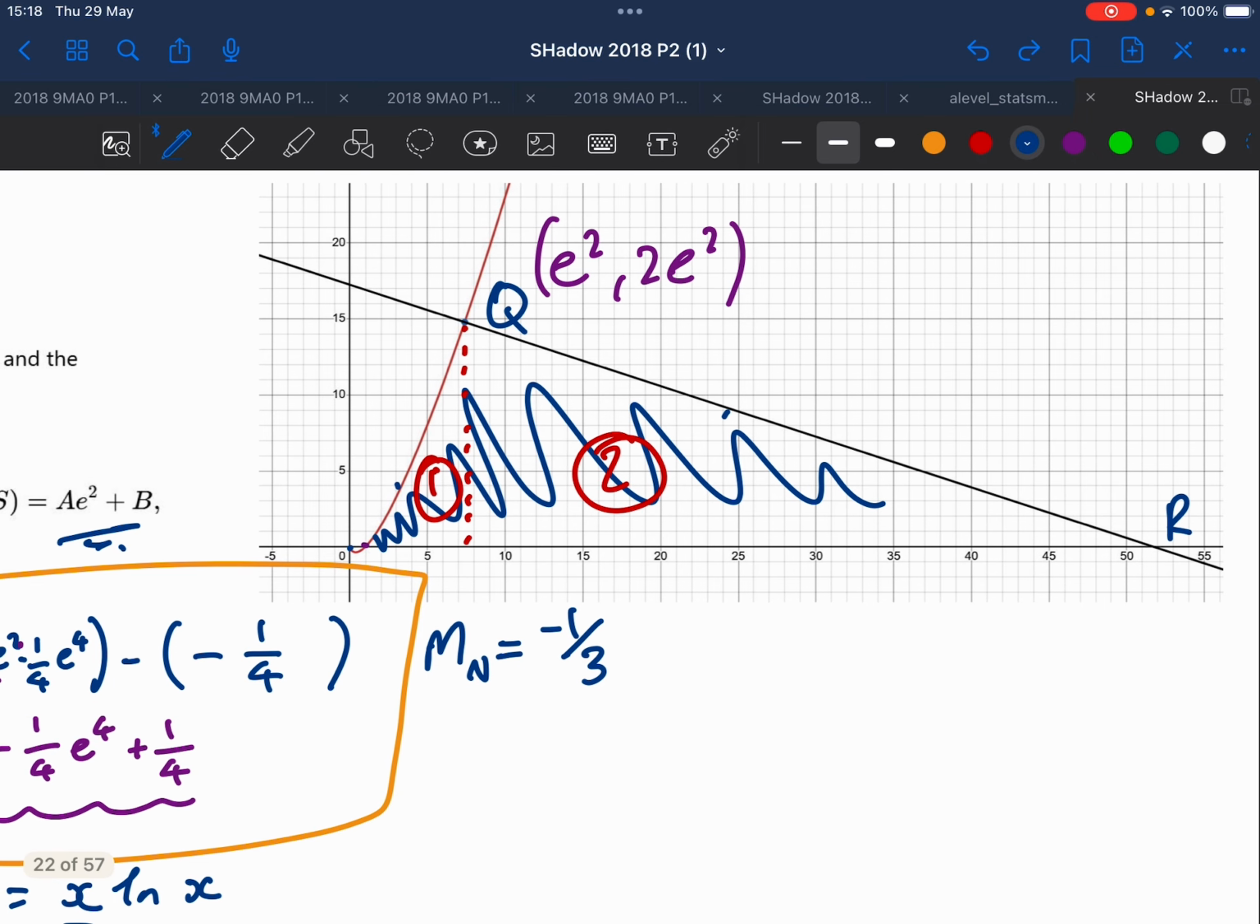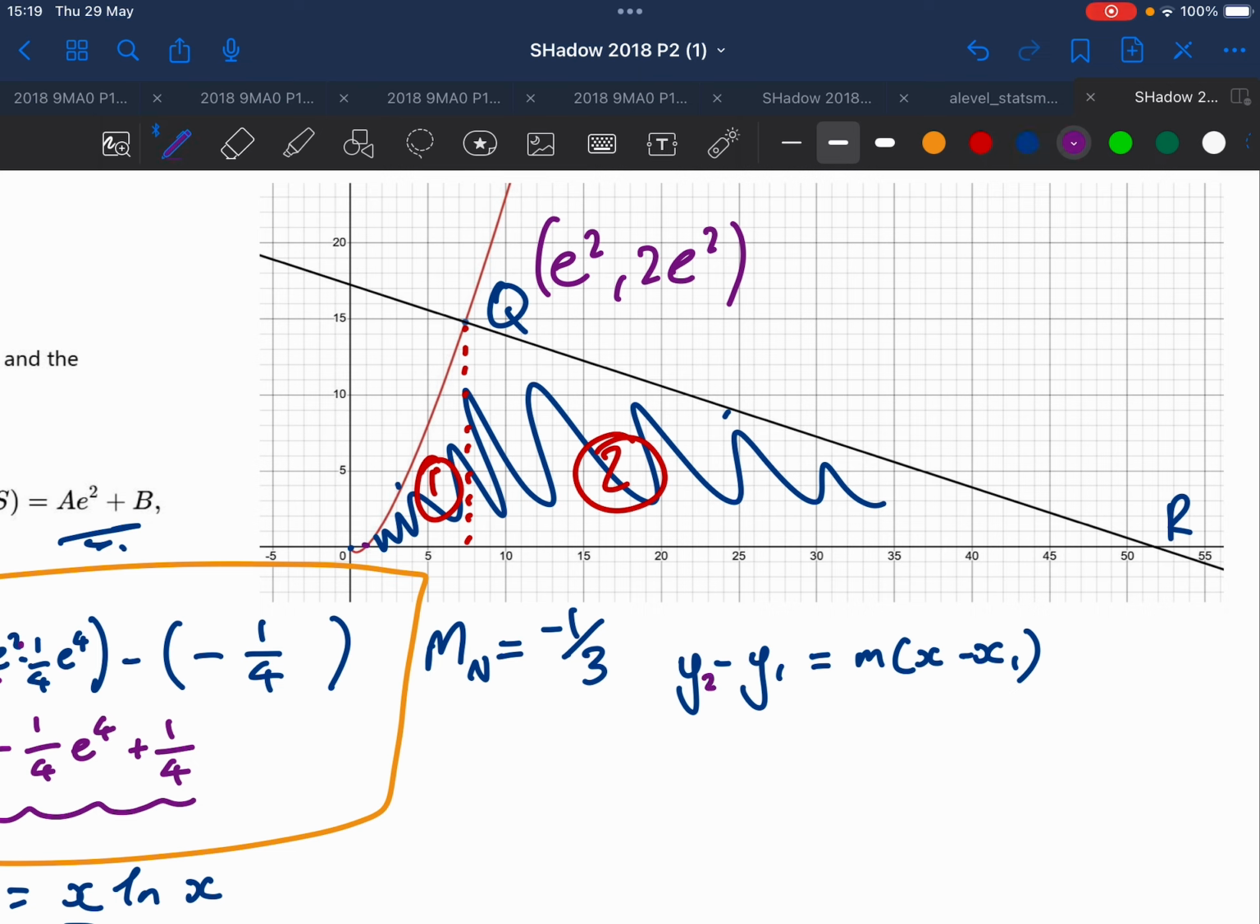So what we're going to do now is use y minus y1 equals m(x minus x1) for the straight line. And we're going to, in fact, use this version, and you'll see why in just a second. So I'm going to write y2 minus y1 was 2e squared, equals minus a third, this x that I don't know yet, minus e squared.